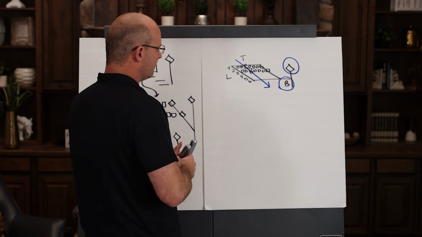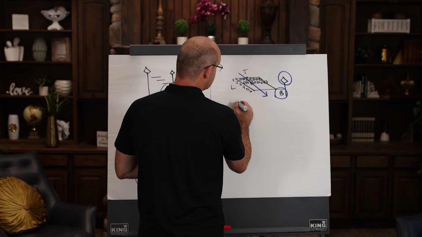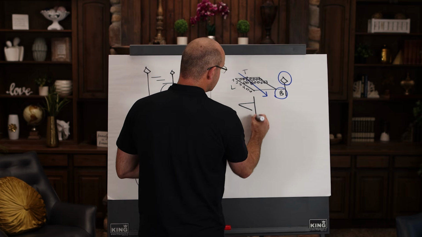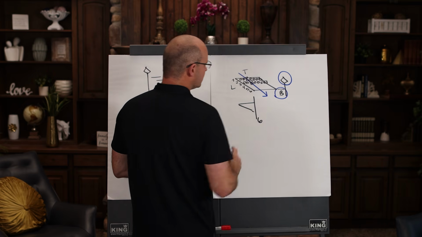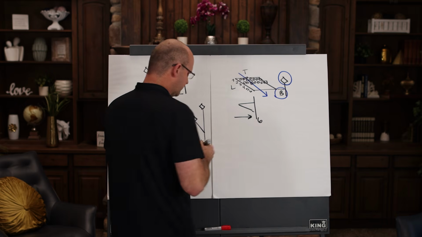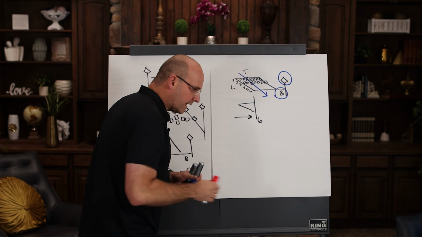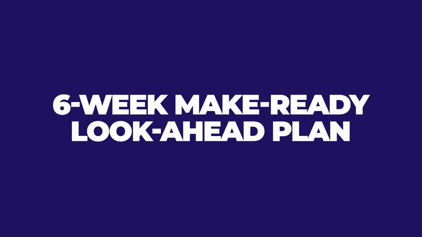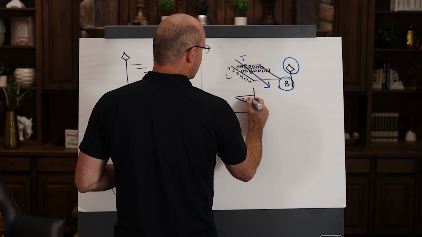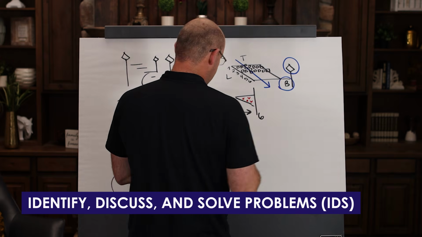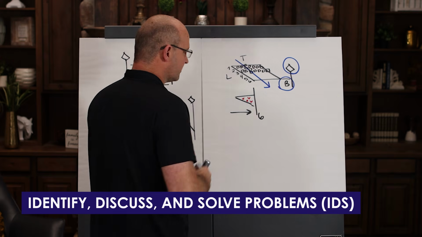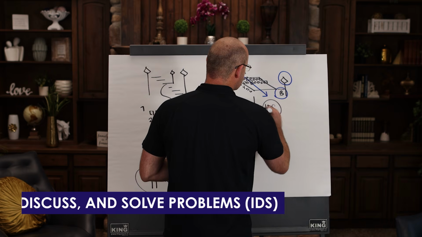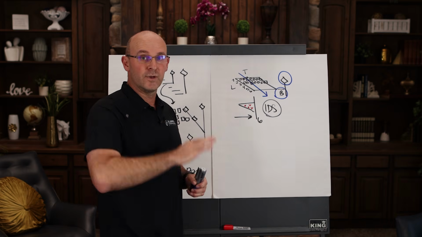Now, as we talked about in the previous video in this series, we want to, and I'll just draw it like this, we want to look 6 weeks out, and we want to use that look ahead plan, that 6 week make ready look ahead plan. It's technically called 6 week make ready look ahead plan. It's a big long name. And we want to use that 6 week look ahead to IDS, identify, discuss, and solve problems. And the purpose there is to make work ready for the weekly work plan.